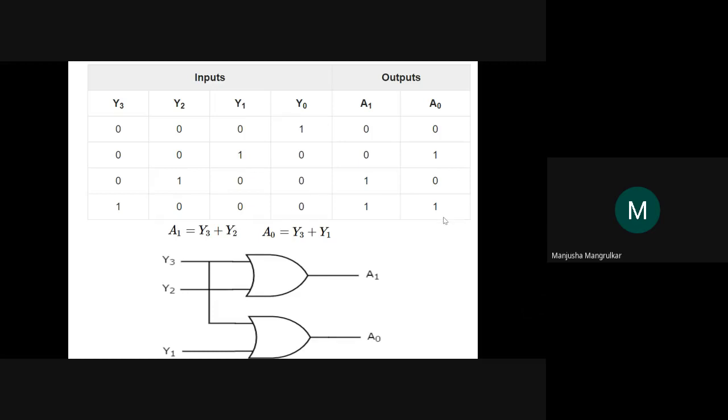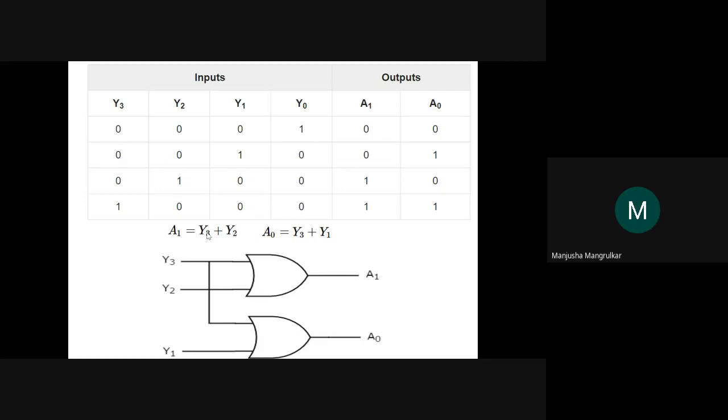Now if we put this into our truth table or K-map, this is the input, this is the output. Suppose I'm putting 0011 into our K-map that has Y3, Y2, Y1, Y0. What will we get as the answer?